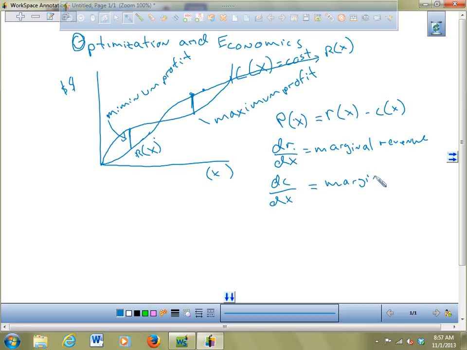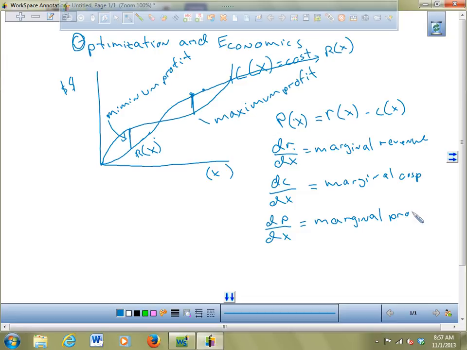Marginal cost. And dP/dx is called the marginal profit, okay? And I would guess that you want your marginal profits to be big, right? And your marginal costs to be small, yes?